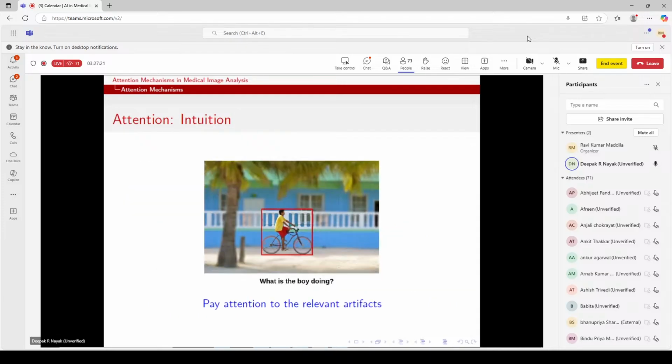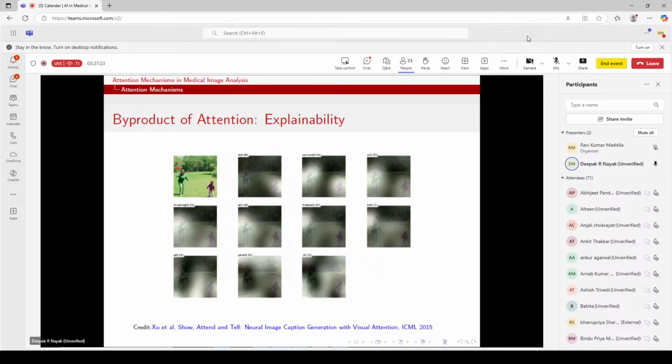So I have another example. Yes, this is one of the examples where the model has been designed to generate captions. Now if you look at the output here, the model is trying to generate some words. And if you look at this particular image, it generates captions like a woman is throwing a frisbee, right, in the park.